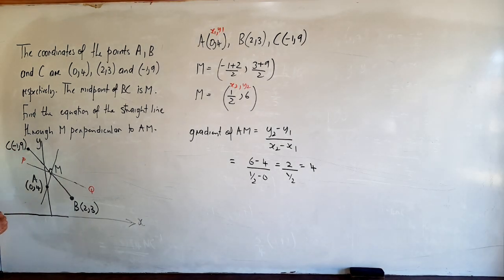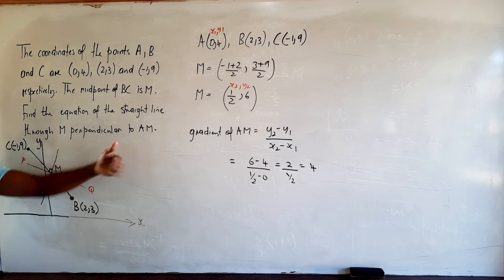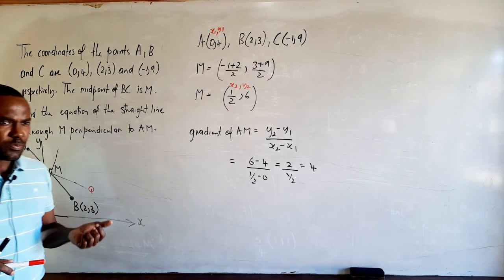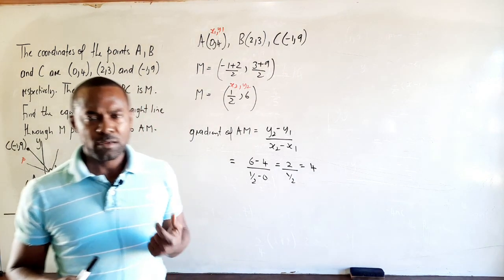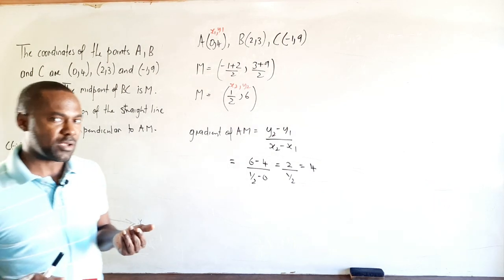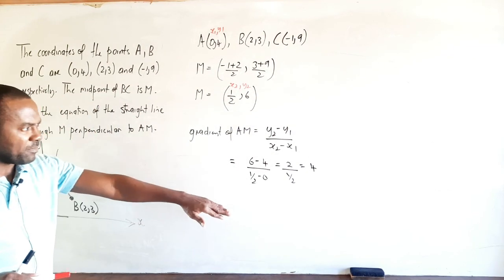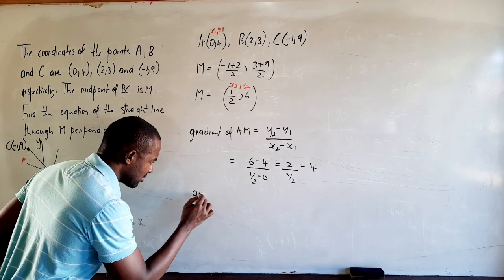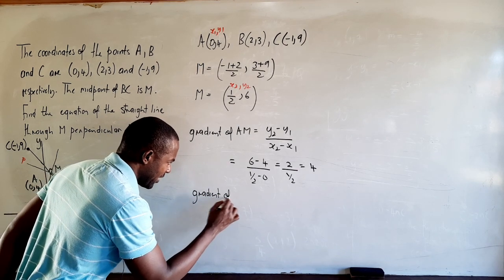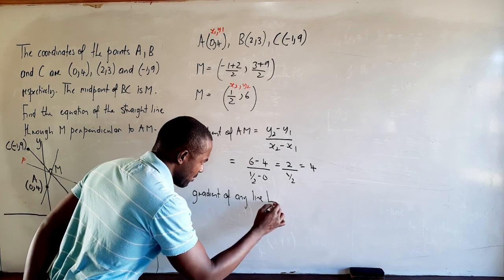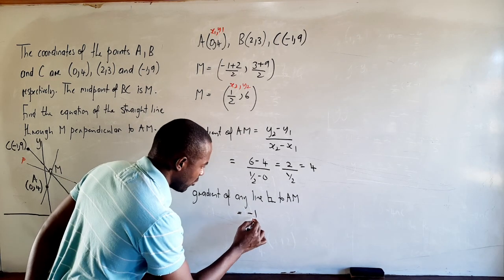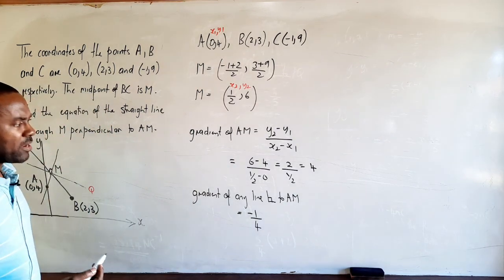But we're not asked to find the equation of AM. We're asked to find the equation of the line which passes through M and is perpendicular to AM. So we know that when it comes to perpendicular lines, the product of their gradients is equal to minus 1. So if two lines are perpendicular, the product of their gradients is equal to minus 1. In other words, the gradient of one line is the negative reciprocal of the gradient of the other. So since the gradient of AM is equal to 4, the gradient of any line perpendicular to AM would be equal to minus 1 over 4. So the negative reciprocal of the gradient of AM.